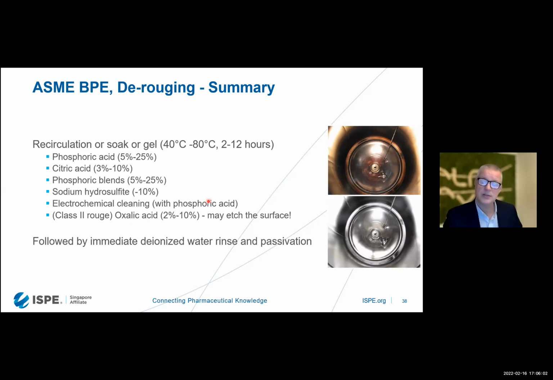But having said this, I think it's time for the next poll question. If you de-rouge your water system, which chemical are you using? Here it's a multiple choice question. Is it either phosphoric, citric, or phosphoric blend, or sodium hydrosulfite, or electrochemical cleaning, or are there others, or you don't know? So please let us know.